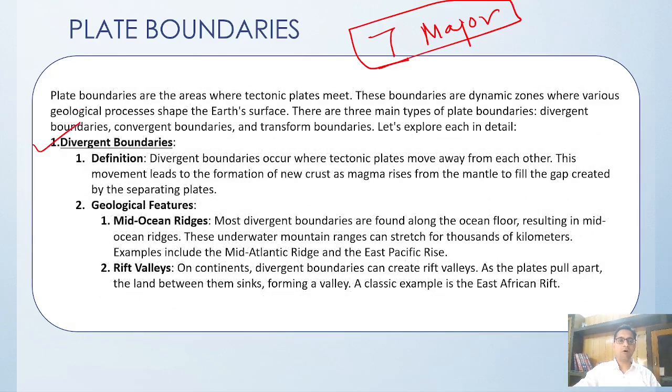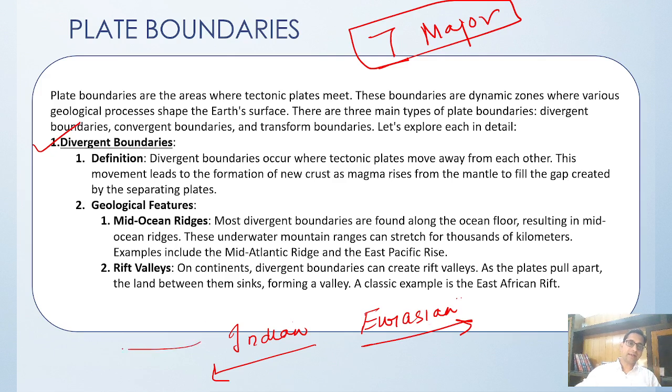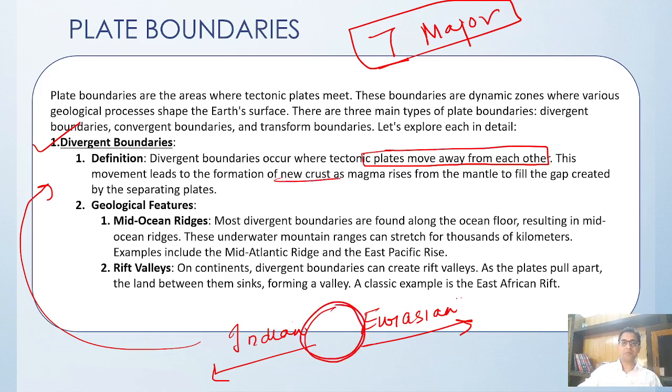So what is the meaning of a divergent boundary? If we say the Indian plate is there and the Eurasian plate is there, if the Indian plate is going like this and the Eurasian plate is going like this, then we call it a divergent boundary. It is where tectonic plates move away from each other. When the two plates move away, between them there is a formation of new crust, because new magma will rise there and fill that gap.